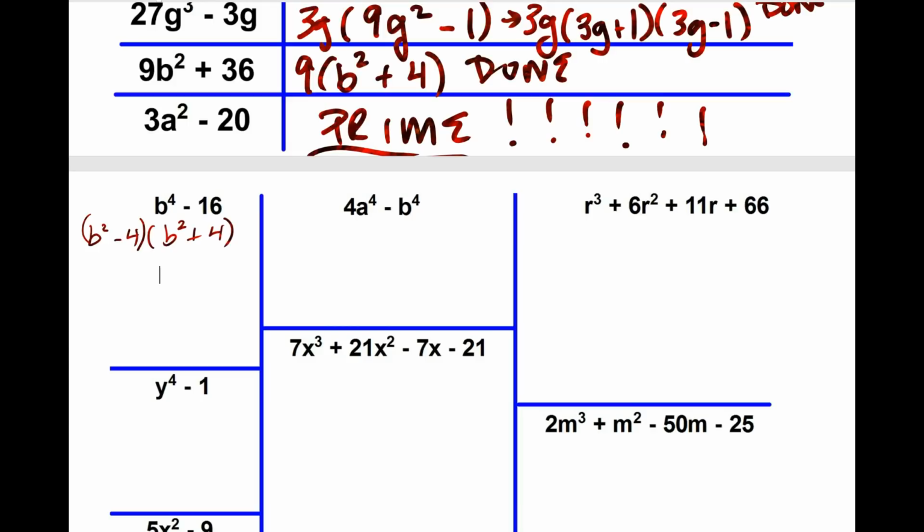So do we have to factor more? Yes, we do. If you finish, stop here and say D-O-N-E, you're W-R-O-N-G. Okay, so this is the difference of b minus 4 times b plus 4 times b squared plus 4.